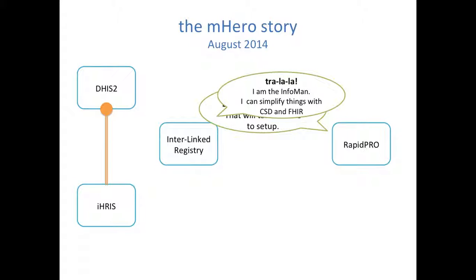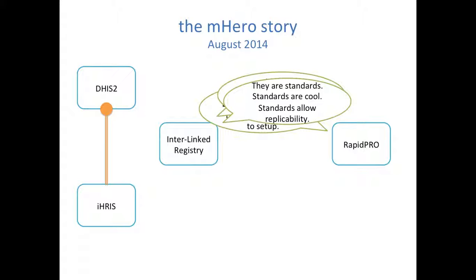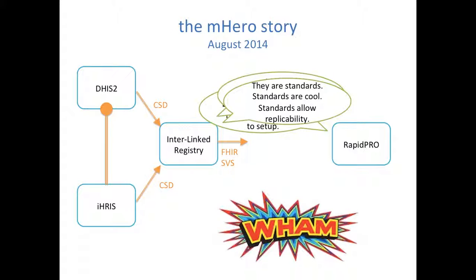So instead, we pulled in the interlinked registry based on CSD, and using the typical standards mantra that standards are cool and allow replicability and reduce system complexity, we were able to set up a system to help communicate both the IRIS and DHIS data into RapidPro. So DHIS2 is presenting its data as CSD for the organizations and the facilities. In addition, some of the users of DHIS are also health workers, so we're able to pull out the users from DHIS2 as health workers. In particular, there was an Ebola response user role that we were able to capture.